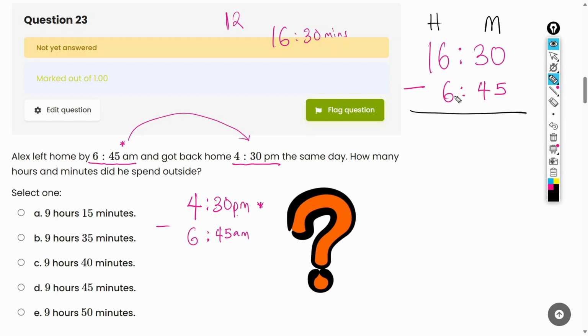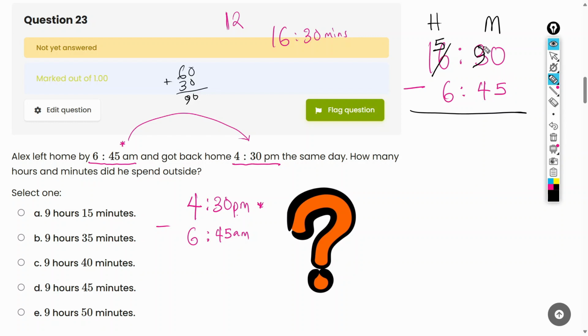Let us subtract. So 30 minutes minus 45 minutes, that wouldn't work. So we need to borrow. We borrow 1 from 6, we are left with 5. And then when we carry 1 hour to the minutes place, it changes to 60 minutes. So it means we should add 60 to 30. So 60 plus 30, 0, 9, 90. So this becomes 90. So we can do 90 minus 45 now.